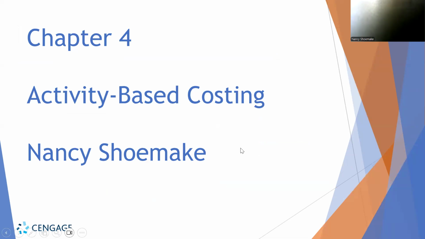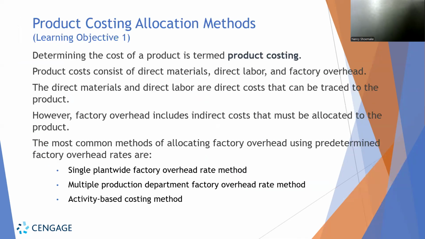Activity-based costing. This is another method of how we come up with a product cost. Determining the cost of a product is called product costing. We know from these other chapters, product costs consist of direct materials, direct labor, and factory overhead. Direct materials and direct labor are prime costs. Direct labor and factory overhead are the conversion costs. Remember us talking about that?